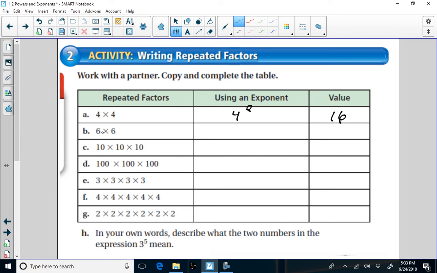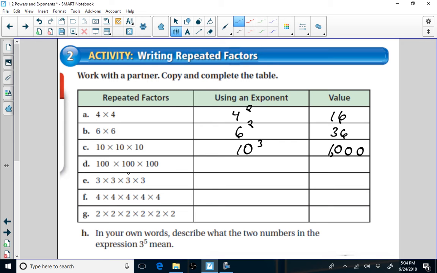If I'm using 6 as a factor 2 times, 6 is my base number. It's being used as a factor 2 times, so 6 to the power of 2, or 6 to the second power. We find the value for 6 to the second power by multiplying 6 times 6, and that's going to give me 36. Here, in example C, the base number is 10. It's being used as a factor 1, 2, 3 times, so 3 will be our exponent. If I evaluate or find the value of that expression, 10 times 10 is 100, times 10 would be 1,000.